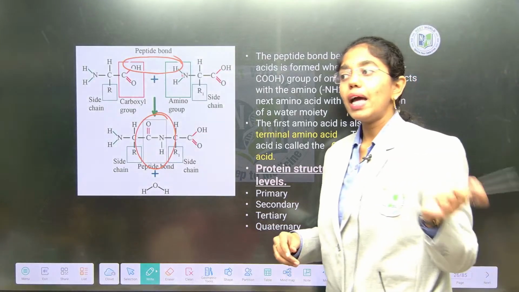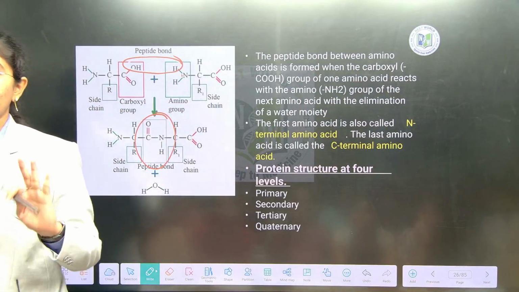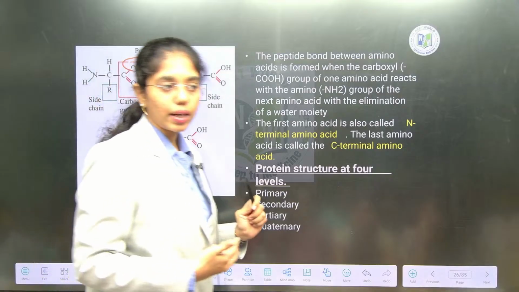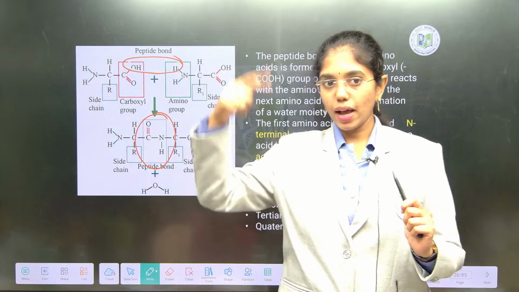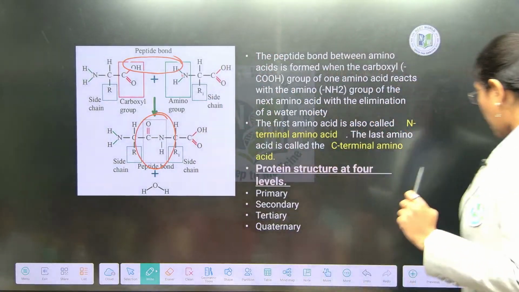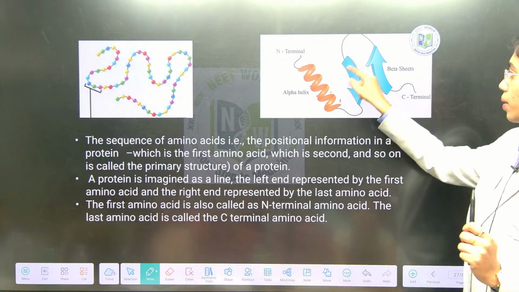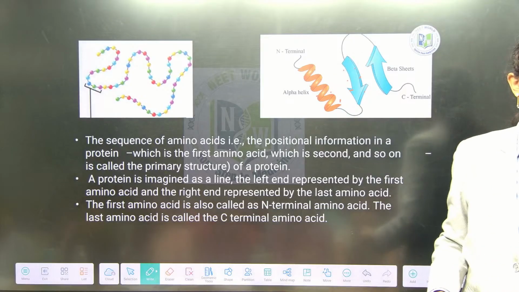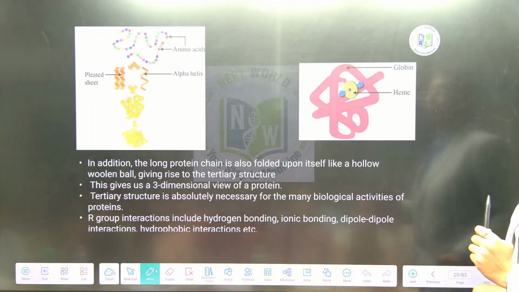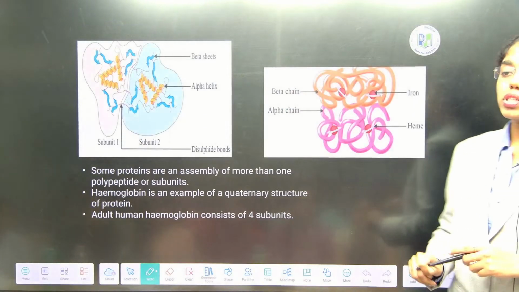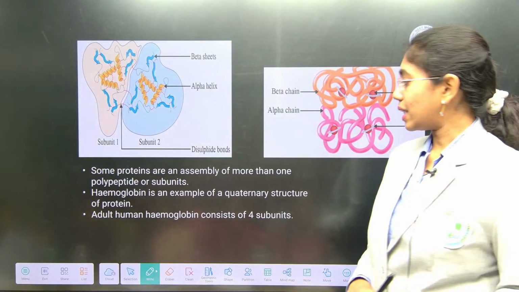Where do you find alpha helix and beta pleated? A hollow wool-like structure is formed in the three-dimensional structure. What are the bonds involved in secondary structure? Hydrogen bonds. In the alpha helix, hydrogen bonds are formed between 4 amino acids down, and hydrogen bonds between preceding amino acids are formed by beta pleated sheets. And then quaternary structure will have subunits, right? 4 subunits are formed. Best example is hemoglobin, 2 alpha subunits and 2 beta subunits.